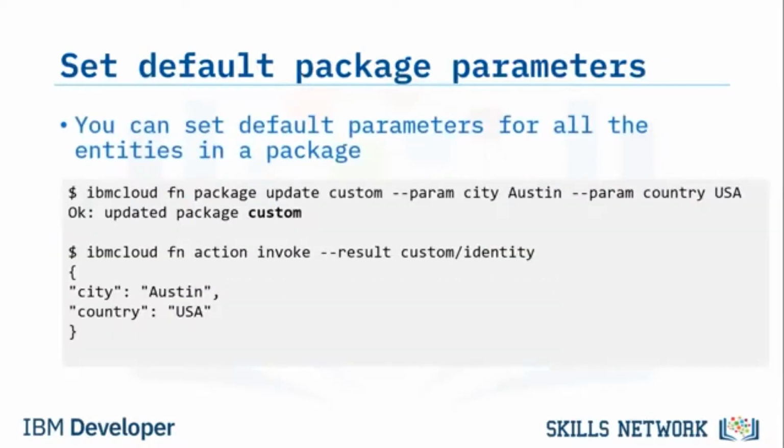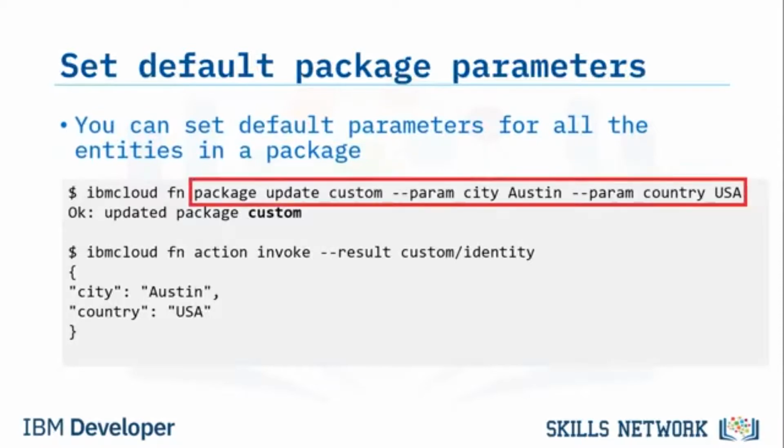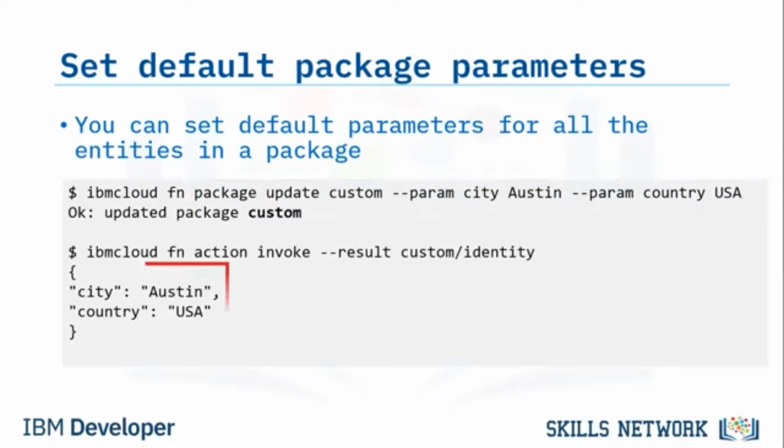You can set default parameters for all the entities in a package. You do this by setting package-level parameters that are inherited by all actions in the package. You can update the custom package to include 2 parameters, city and country. Invoking the identity action will now return the default city and country.